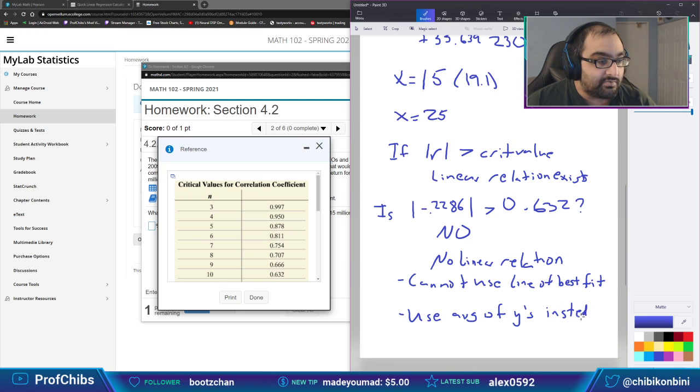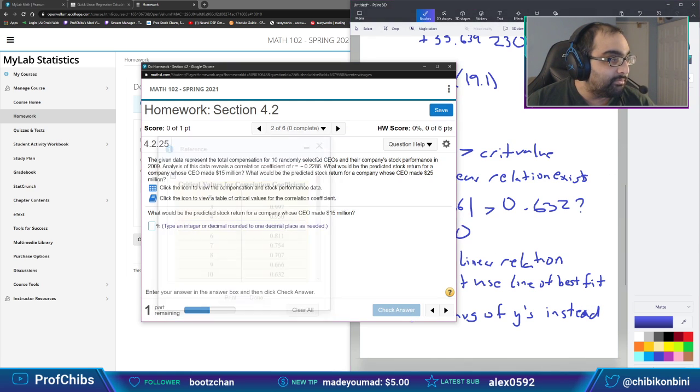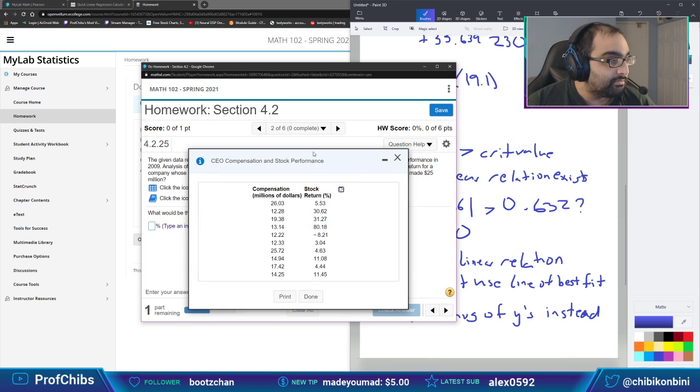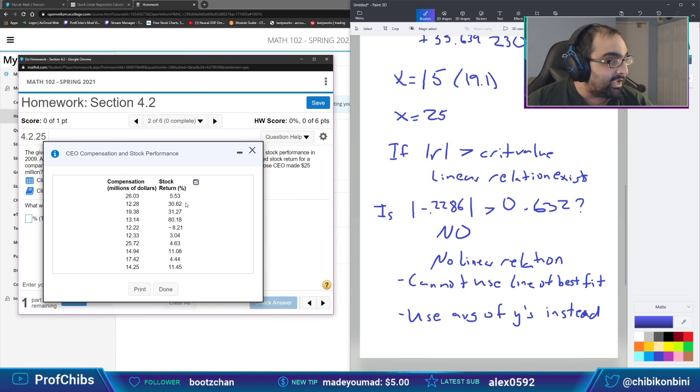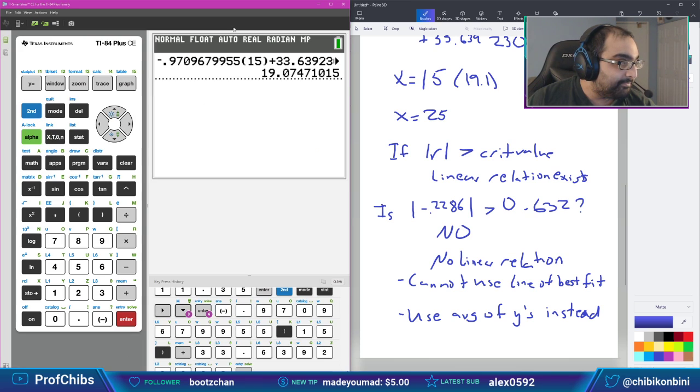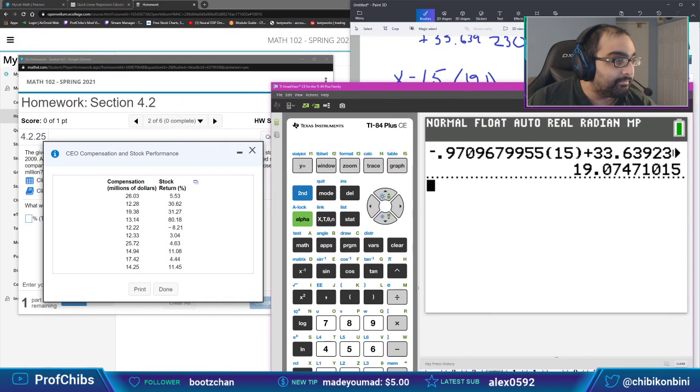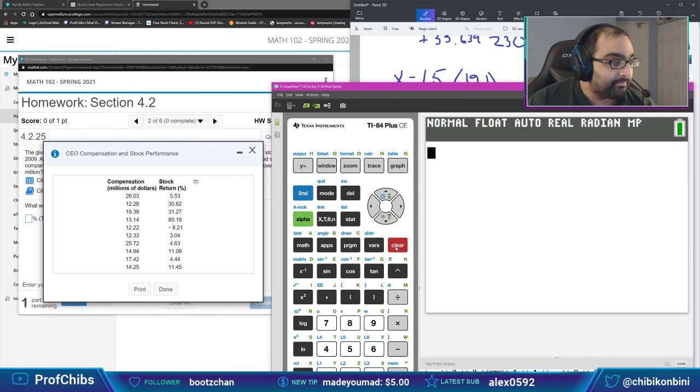Use the average of the y's instead. That's what you're going to do here. So let's go back to our table of values for just a moment. The average of the y's here, specifically, we're going to add up all these y values and divide by 10. So let's do that.